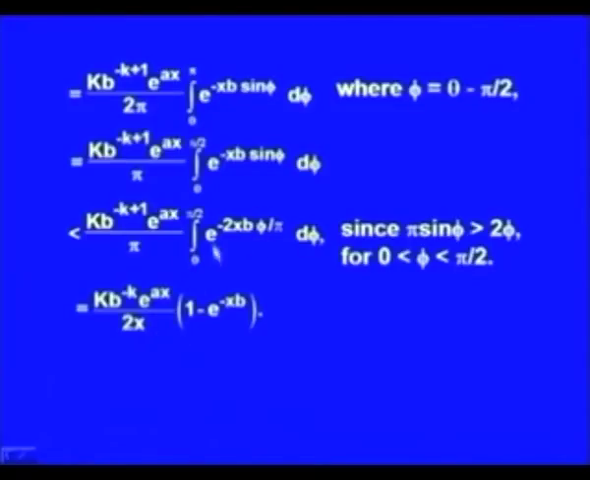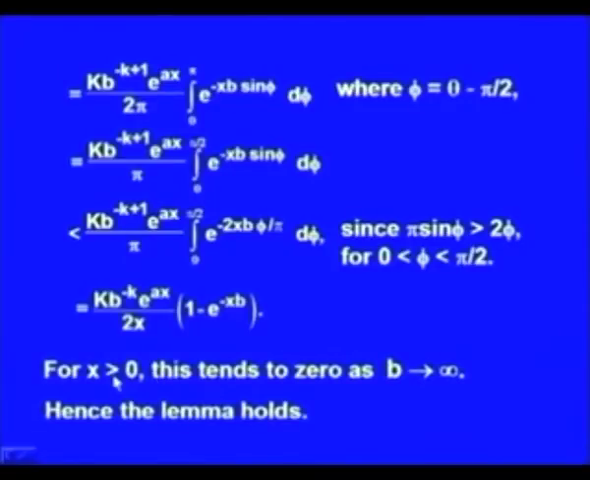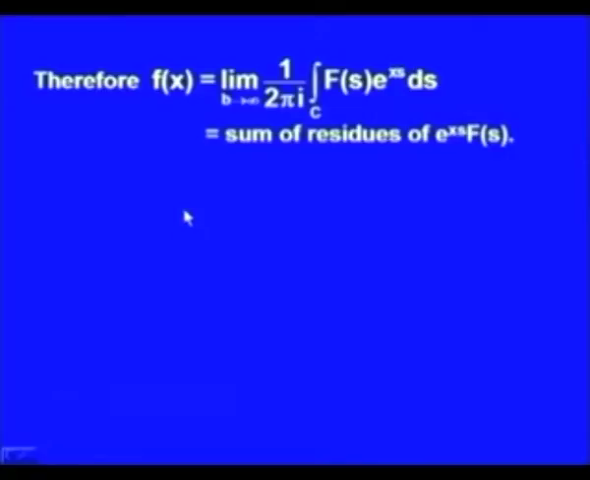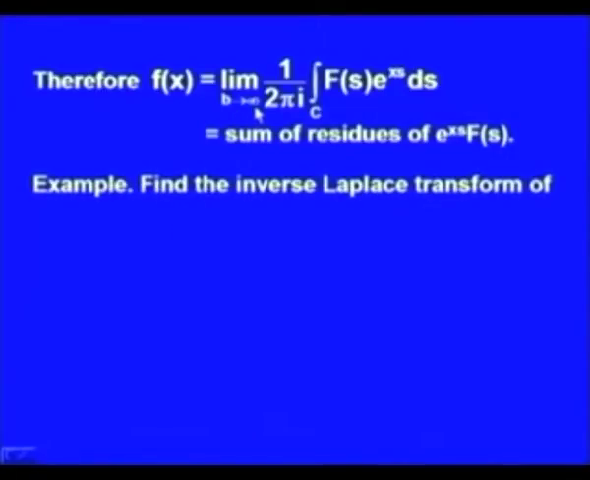And when you evaluate this integral and substitute the limits, it comes out to be equal to k times b to the power minus k, e to the power a x over 2 x into 1 minus e to the power minus x b. For x greater than 0, it clearly goes to 0 as b goes to infinity, because e to the power minus x b goes to 0 as b goes to infinity, and b to the power minus k goes to 0 as b goes to infinity. And thus, f x is equal to limit of 1 over 2 pi i integral over c of f s e to the power x s d s as b goes to infinity.